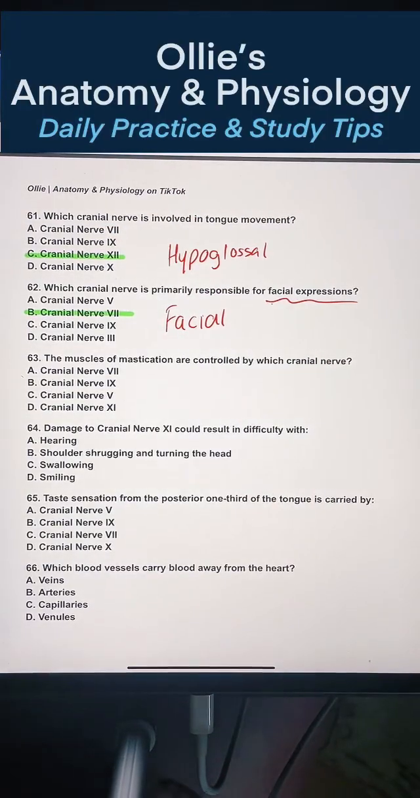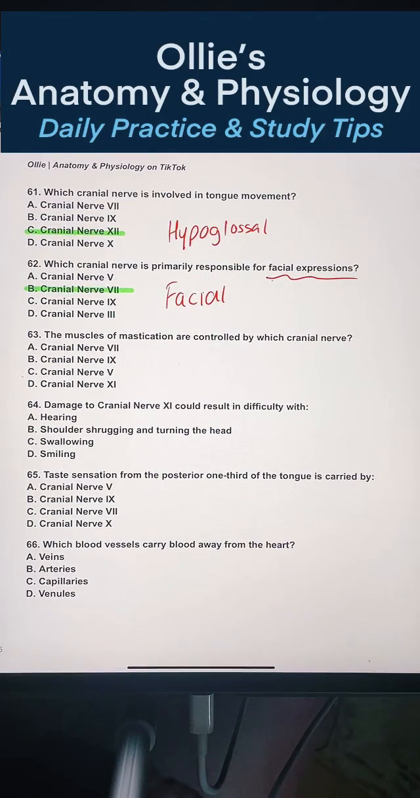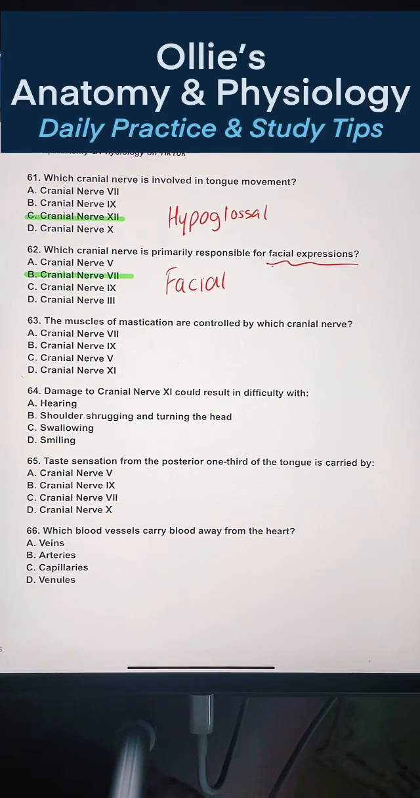Number 63. The muscles of mastication are controlled by which cranial nerve? A, B, C, or D? Let me know what you guys think down in the comments.